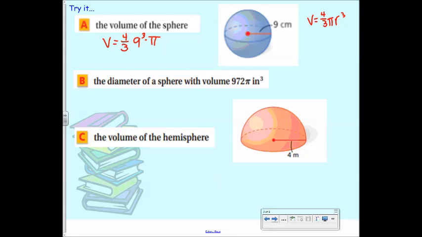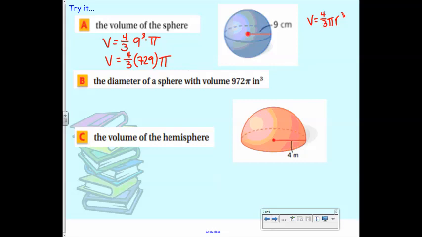So hit 9 and then caret and then 3, and it'll give you 9 to the third power, which is what? 972. Oh, I did the whole thing. Oh, okay. It is what? 729. So that should give you 729. So volume equals 4/3 times 729 times pi. And again, then I'm just going to take my answer and multiply it times 4/3.